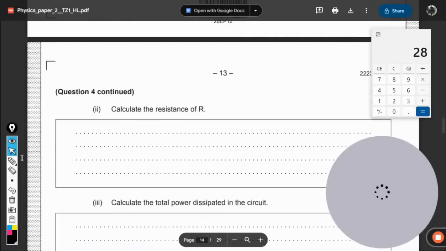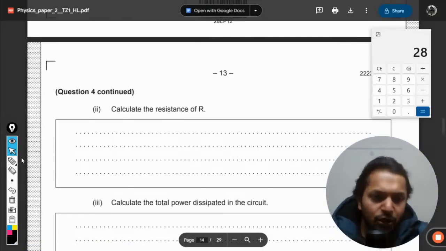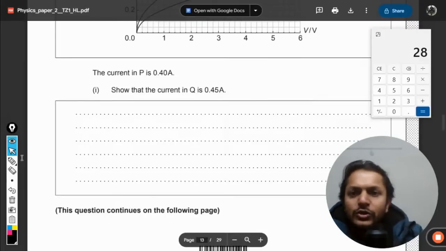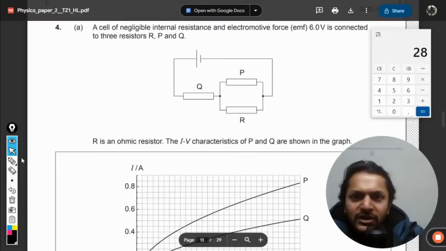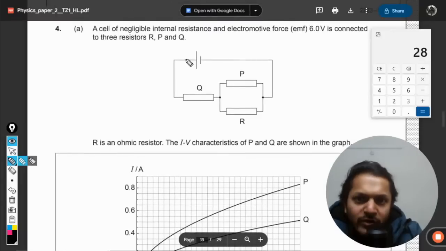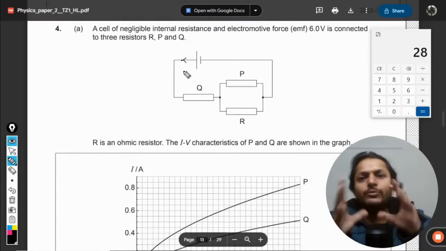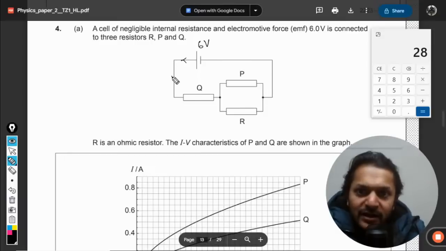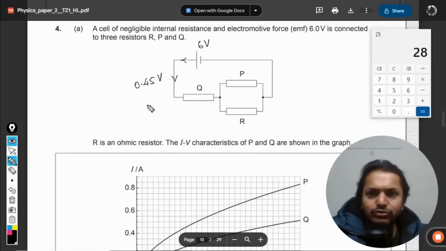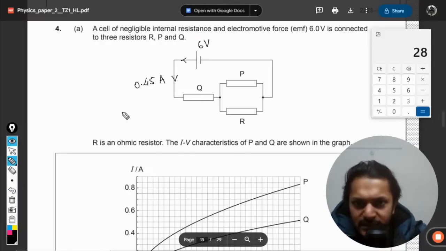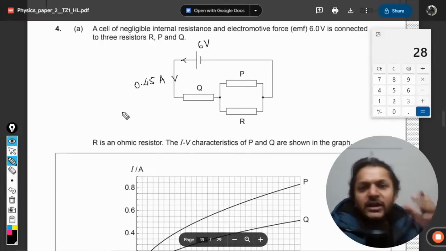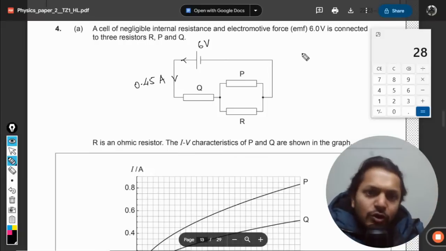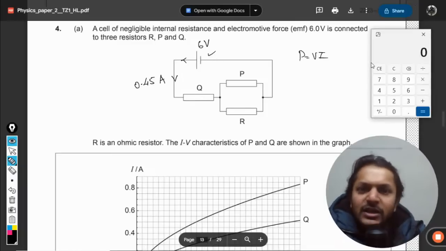Calculate the total power dissipated in the circuit. Total power dissipated. For the total power, we should be concentrating on the battery. That is the power which is given by the battery. So the total power given by the battery will be equal to the total power consumed. So the voltage is 6 volt and the current which is coming is 0.45 ampere. The power formula is V into I. We are concentrating on the power given by the battery. That will be our answer.